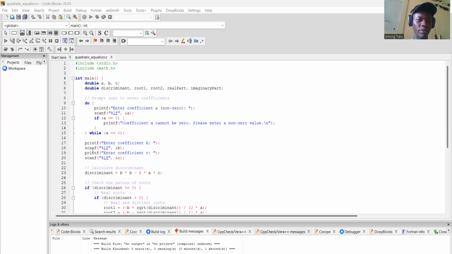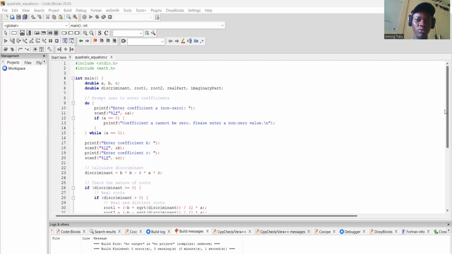Now, while the coefficient of A is equal to 0, we keep asking. Once it is non-zero, we go to another function and proceed to ask for the coefficient of B. We'll write "enter B," then the user will be prompted to enter B, using the scanf function, which will create space for the B entered by the user. And then the same for C. Now that function will be done, and we'll go to the next thing.